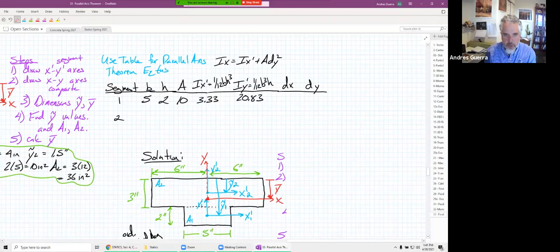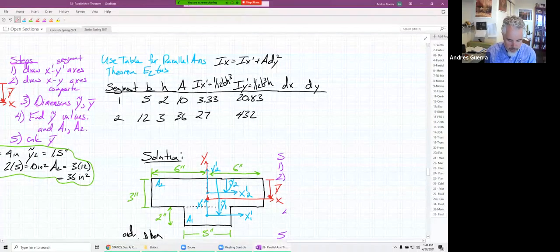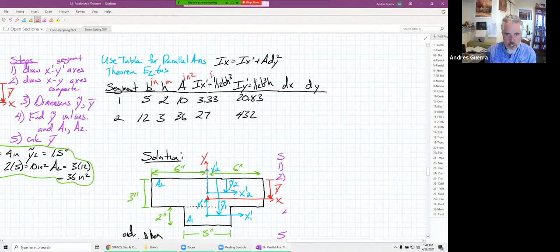For area 2, B is 12, H is 3, area is 36. If we plug into the 1/12 equation, we're going to find 27. We plug into the Iy prime equation, we're going to end up finding 432. And we can throw some units on these. These are inches, inches, inches squared, inches to the fourth, inches to the fourth, and then dx and dy are going to be in inches and inches.